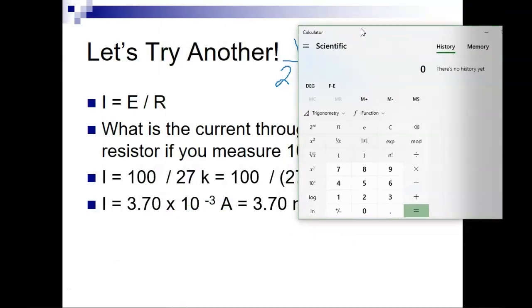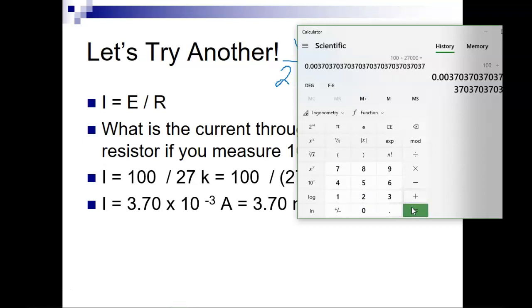So I'll just bring over this real quick. 100 divided by 27000 equals, and gives you this nice long number. But moving that decimal, 1, 2, 3, you get 3.7. If we're just kind of going close to home here, if you look behind that, that's just nothing but a 0. So you get 3.70 or 3.7 milli.